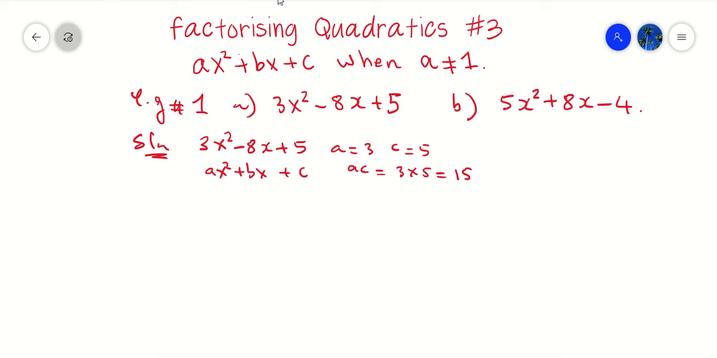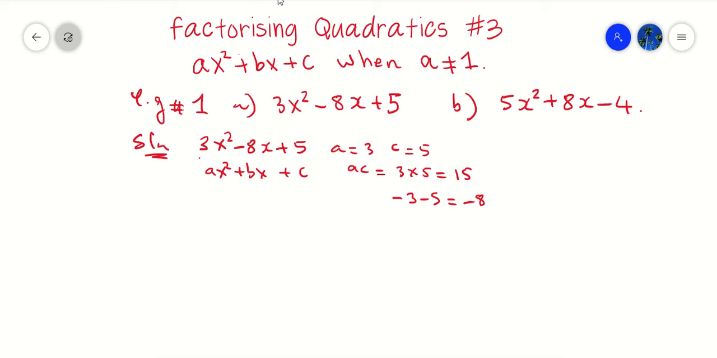Sasa tukipata 15 tunatafuta factors za 15 ambazo either tukijumlisha au tukitoa zitatupa the middle term, yani we splitting up the middle term, kwa hiyo which is -8. Lakini tunaona kwamba 15 factors zake ni 3 times 5 zenyewe zinatupa -8, kwa sababu tukichukua -3 minus 5 hii itakuwa is equal to -8.